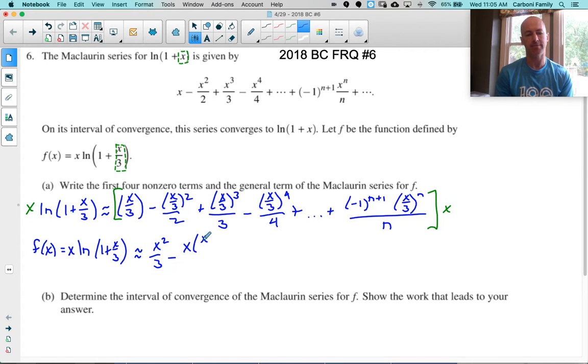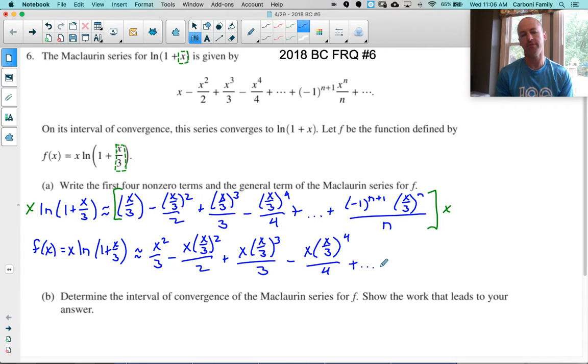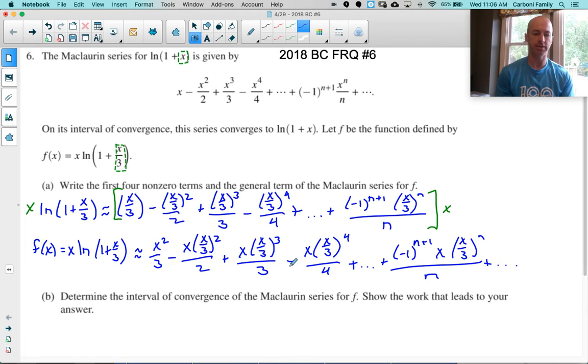I'm just going to do x times x over 3 squared over 2 plus x times x over 3 cubed over 3 minus x times x over 3 to the fourth over 4 plus, and then for the general term, I'm going to do the exact same thing. I'm going to leave negative 1 to the n plus 1, and then x times x over 3 to the n, all over n. And there is my series for f of x. It would simplify, but I'm just going to leave it like that for now, and I will tackle the simplifying if I need to for a later part.